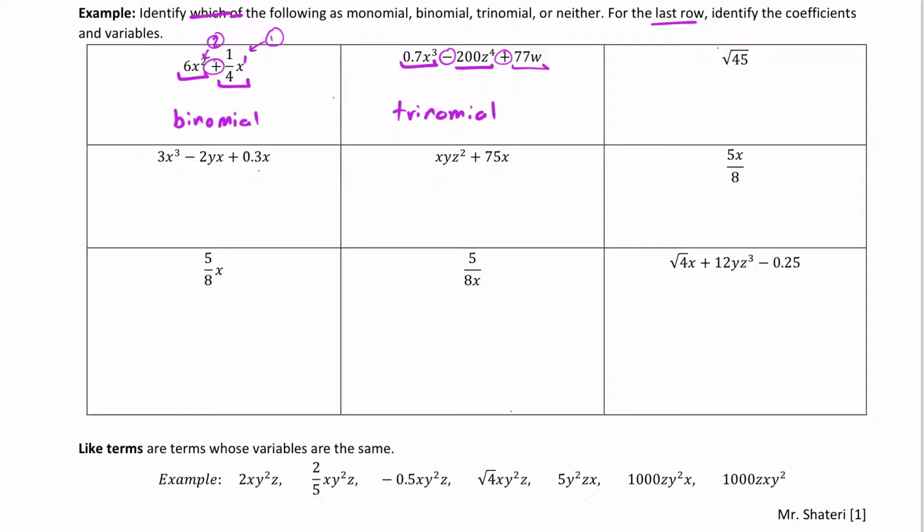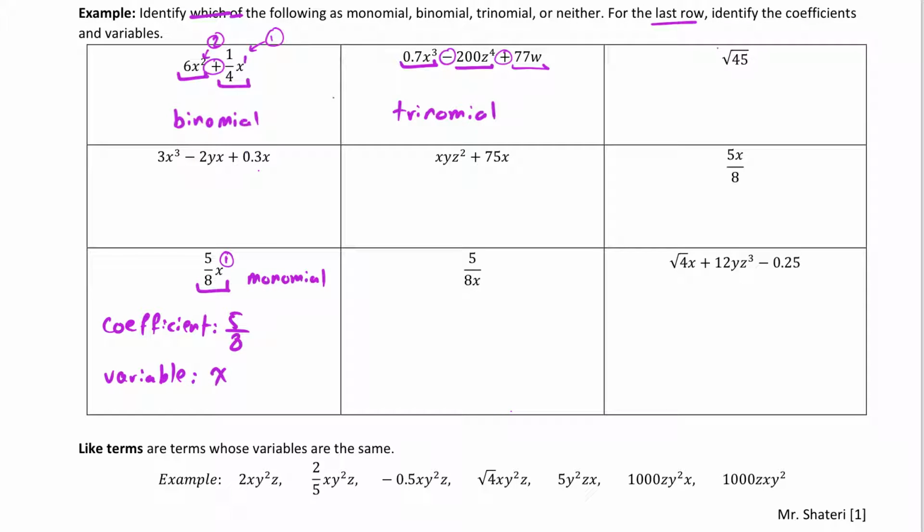Now for the last row over here, just to be able to identify everything, first of all I have an exponent here which is positive, and it's positive 1, so I can say that I only have one term, making this a monomial. And my coefficient is 5 over 8, and the 5 over 8 is being multiplied by my variable, which is x.